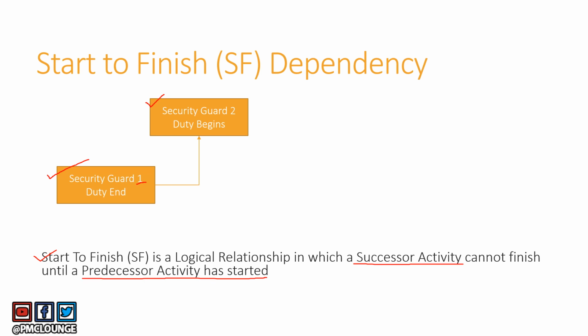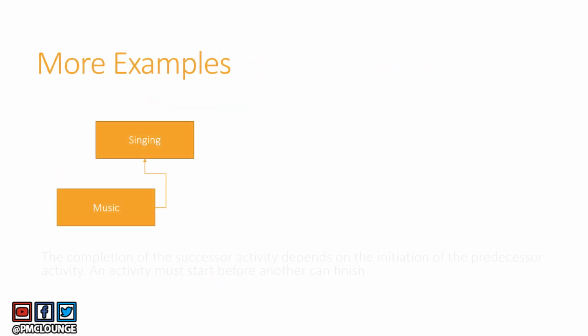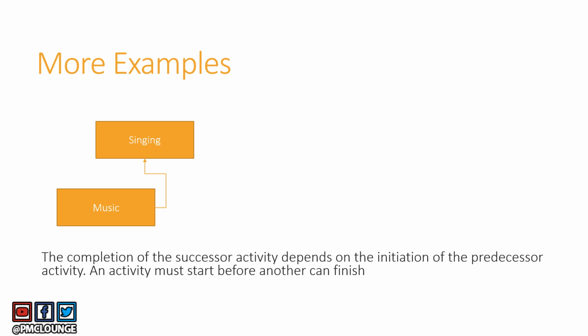So this is a classic example that you will find everywhere on the start to finish dependency or start to finish logical relationship. So let's look into some more examples. Now, more examples come from the fact that there is another definition to the SF dependency, and the word used here is completion. The completion of the successor activity depends on the initiation of the predecessor activity. So the completion of the successor activity here is totally dependent on initiation or beginning of the predecessor activity.